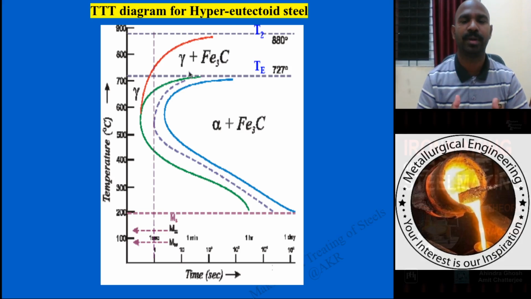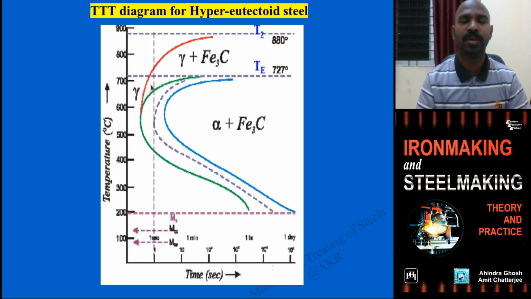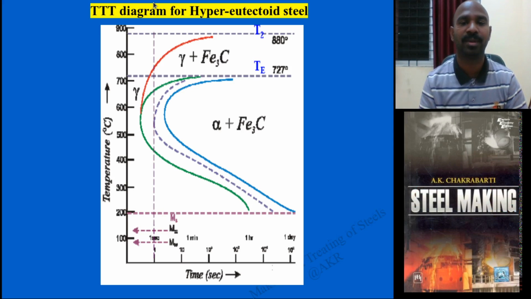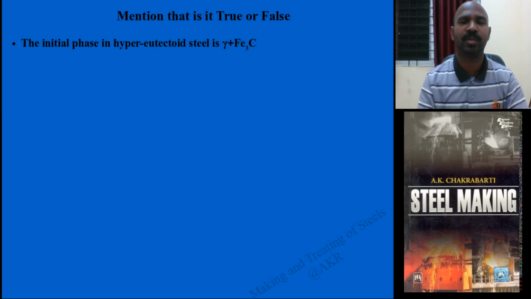And you can draw it with respect to varying composition also, at that particular composition, what is the alpha percentage and cementite, and you can draw this time temperature transformation diagram at any temperature, at any composition of carbon. From the iron carbon diagram, it can be constructed.